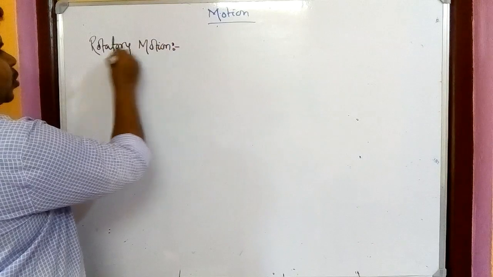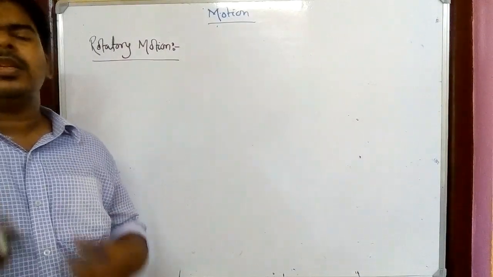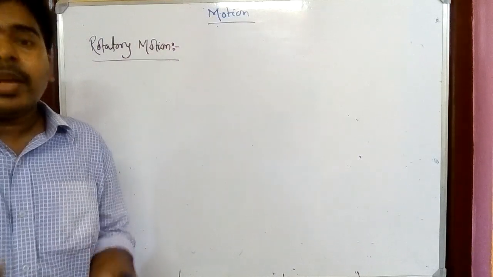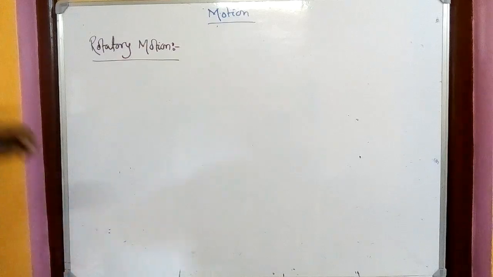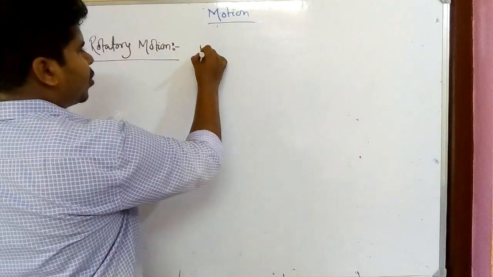What is rotatory motion? Okay, so rotatory motion means here one thing has come, that is rotation. That means the body rotates. How does it rotate? Let's see. If we want to define it, first write the definition.